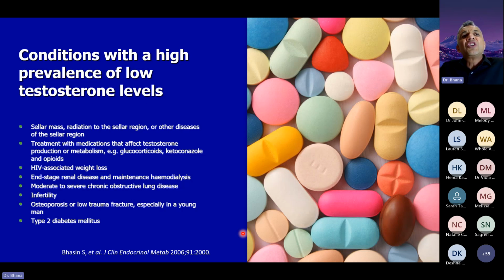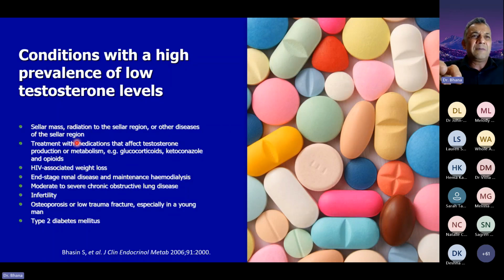So what are some of the conditions with a high prevalence of low testosterone? Who of your clients are likely to be affected? Obviously, not many of you can see these patients, it's mainly limited to neurologists, neurosurgeons, and endocrinologists, but clients who have a sellar mass, so a mass around the pituitary area, or had radiation to this area for whatever reason, or any other disease in the pituitary hypothalamic region, that's going to start affecting the production of GnRH, FSH, LH, which then has a downstream effect in terms of low testosterone.